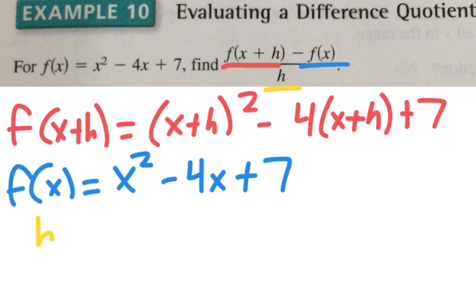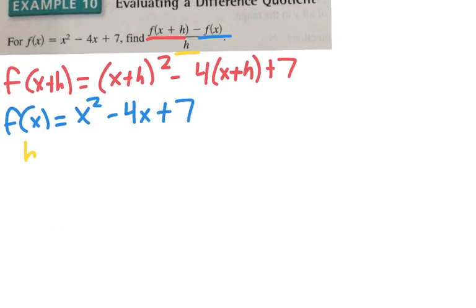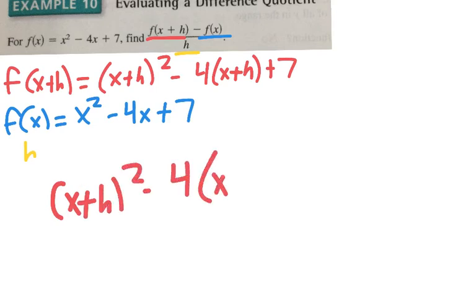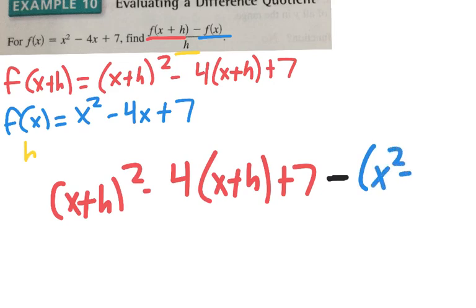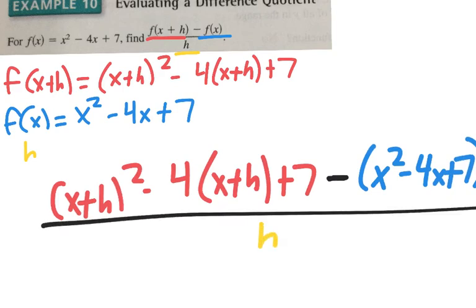Okay? So now I'm going to take all of those pieces and put it together in the difference quotient formula. So this is what the difference formula will look like. It's going to look like x plus h squared minus 4 times x plus h plus 7. Then there's a built-in minus. So I'm going to subtract all of f of x. So minus x squared minus 4x plus 7. And again, I'm subtracting all of that. And that's going to be over h.